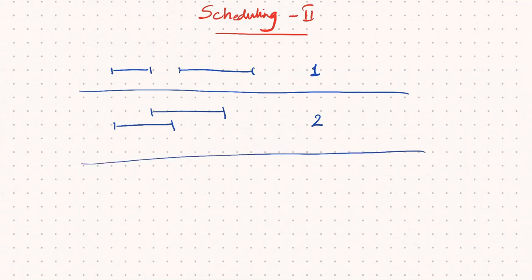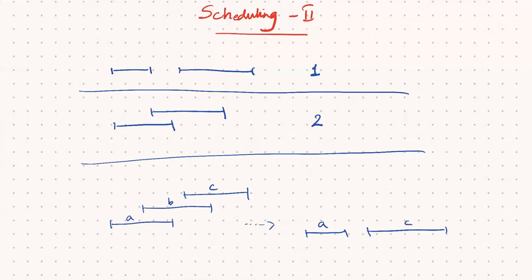If we look at some other example like this, let's say we have these three intervals. Let me label them A, B, and C. What you will notice is that they can be scheduled in this way. A and C don't overlap, so these can be scheduled on one resource, and job B can be scheduled on the other resource. So again, we can do with just two resources.